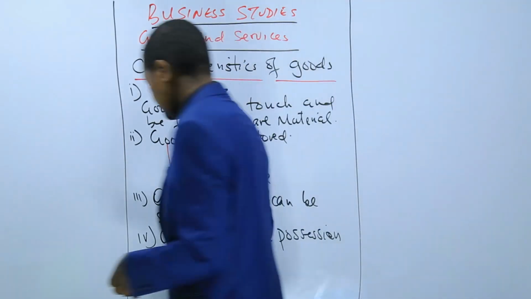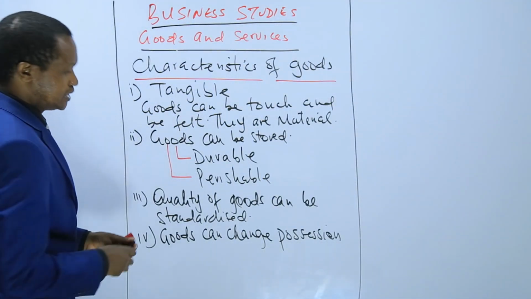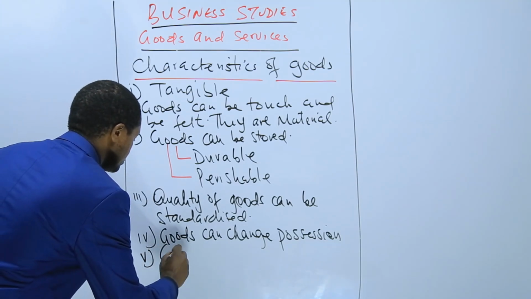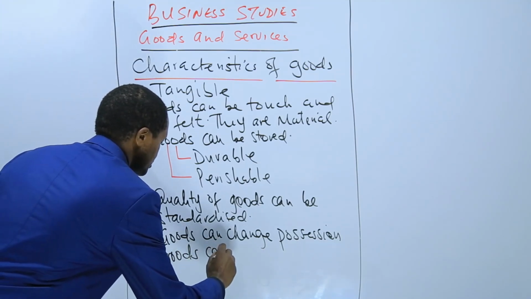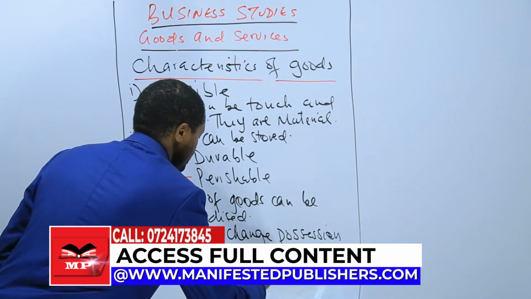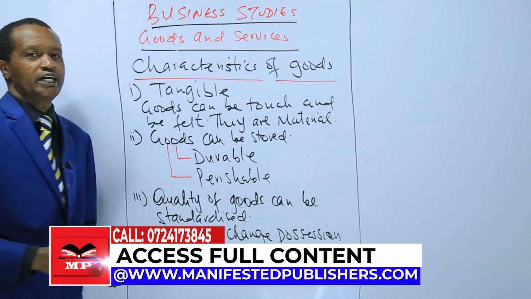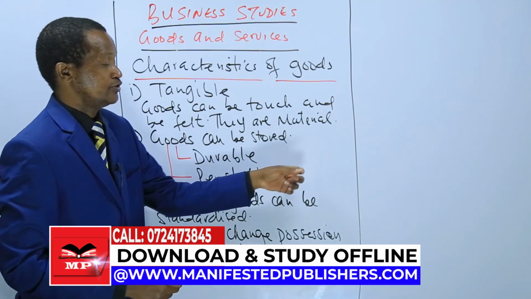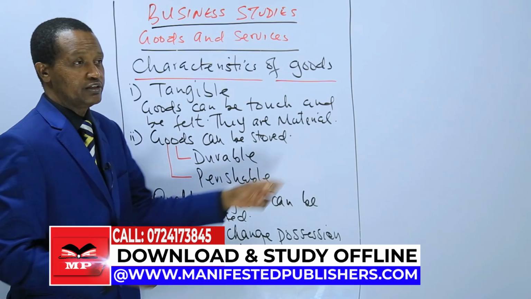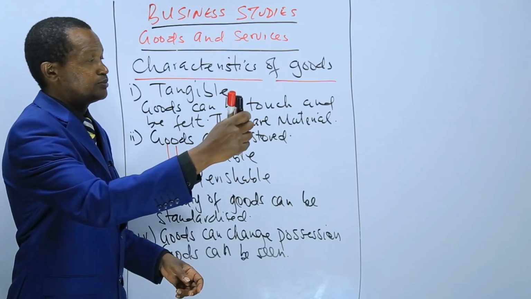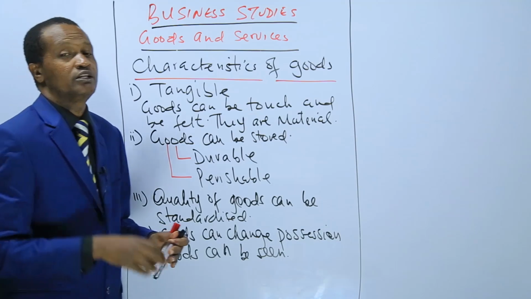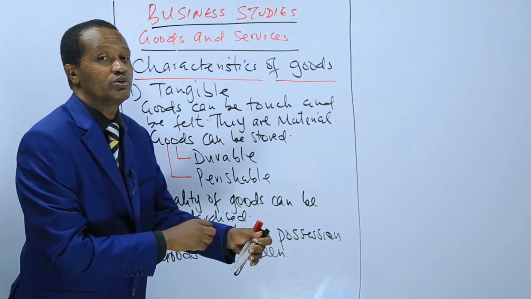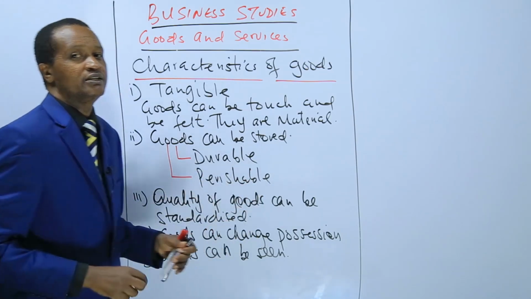Then another characteristic is that goods can be seen. Goods can be seen the way you are seeing this pen or you are seeing this board. If you are seeing the board, then this is a good. If you are seeing these pens, these are also goods. If you are seeing my tie, this is a good. If you are seeing the coat, it's a good. So most goods can be seen.